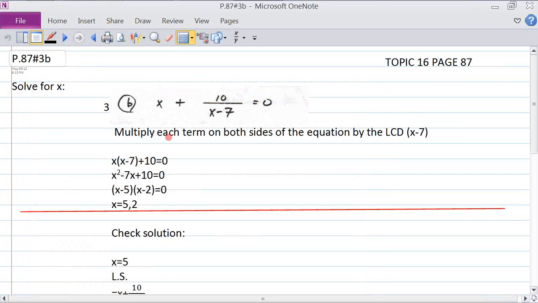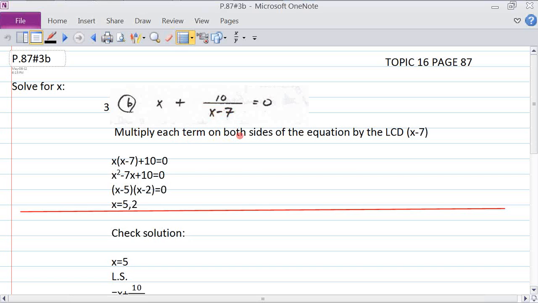So let's start off with this one, 3b. We have x plus 10 over x minus 7 equals 0. We want to get rid of this fraction here. This is the only one which has a denominator. Of course, this is x over 1, 1 is the denominator here, but we want to get rid of this 10 over x minus 7.